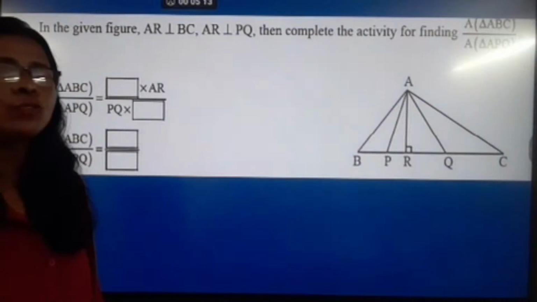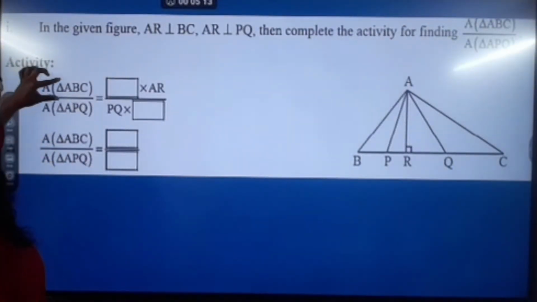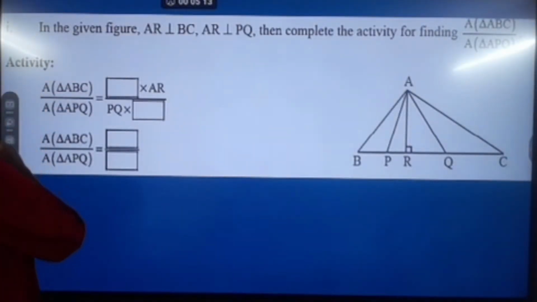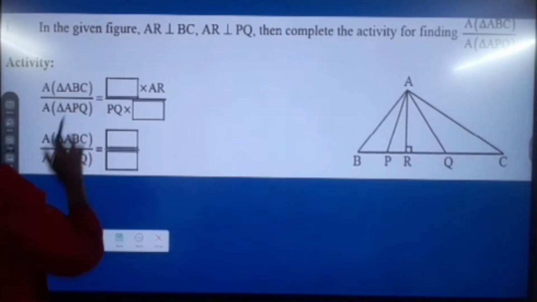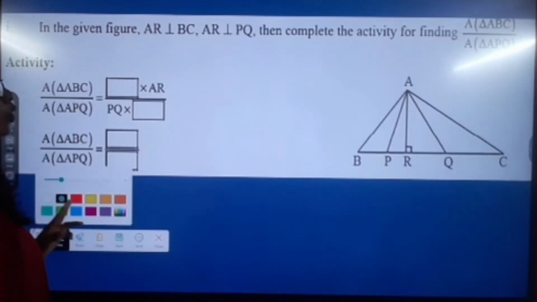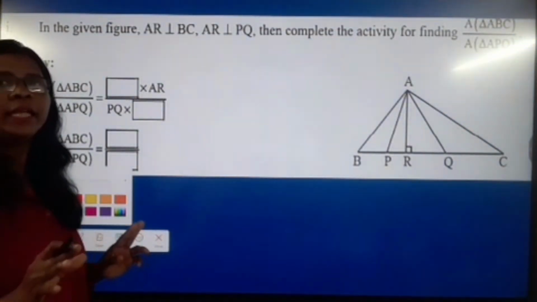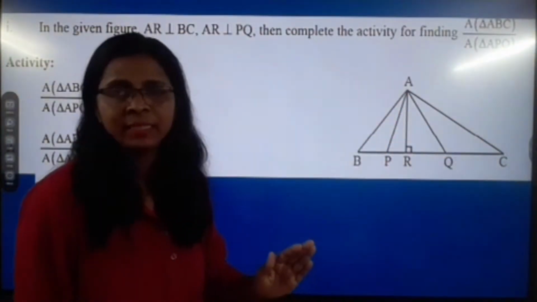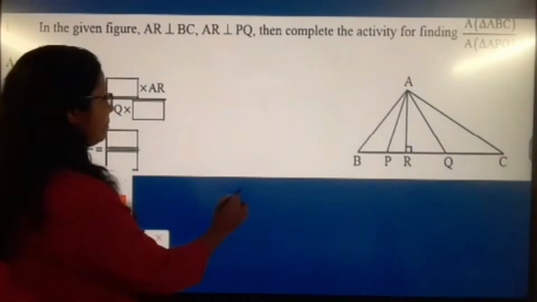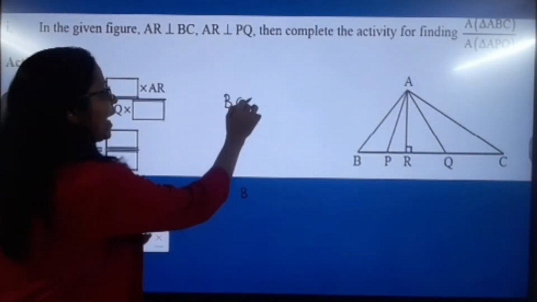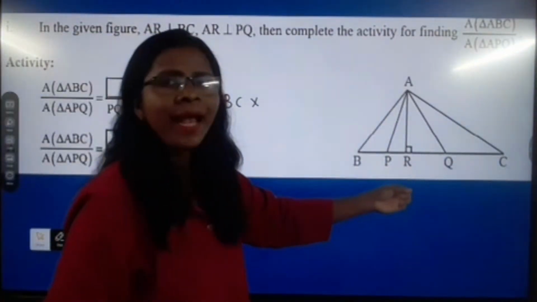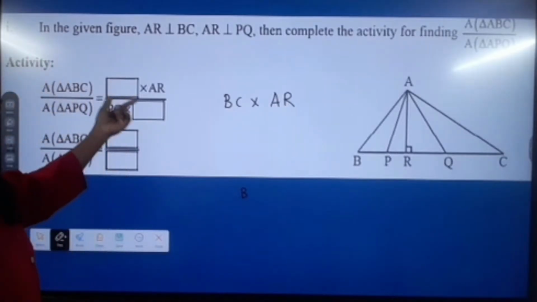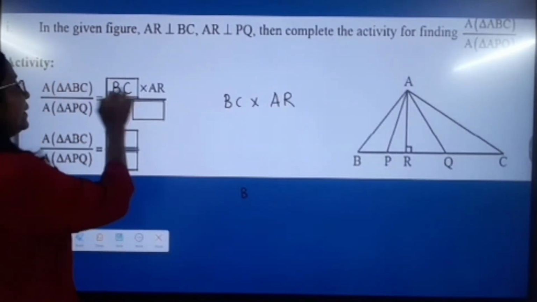Okay, students. Now here the area of triangle ABC and the area of triangle APQ. First we have to find the ratio of these triangles. So first we see the triangle ABC. In triangle ABC, the base is BC and the height is AR. So here I write down in this box, BC, base into height.